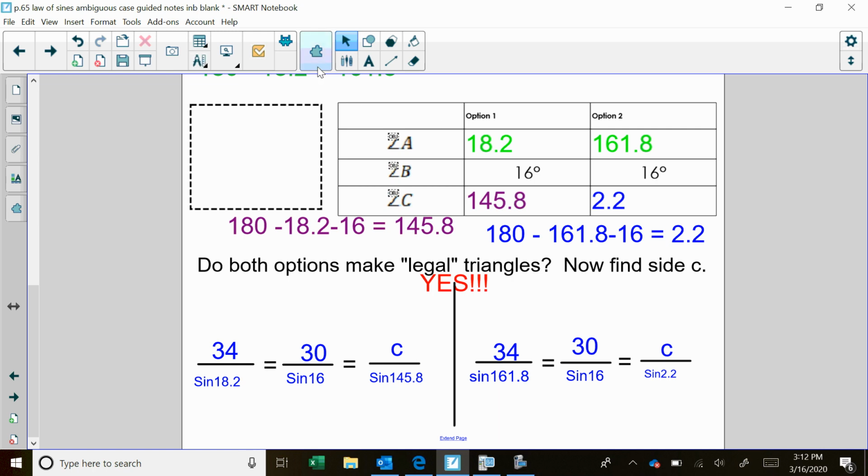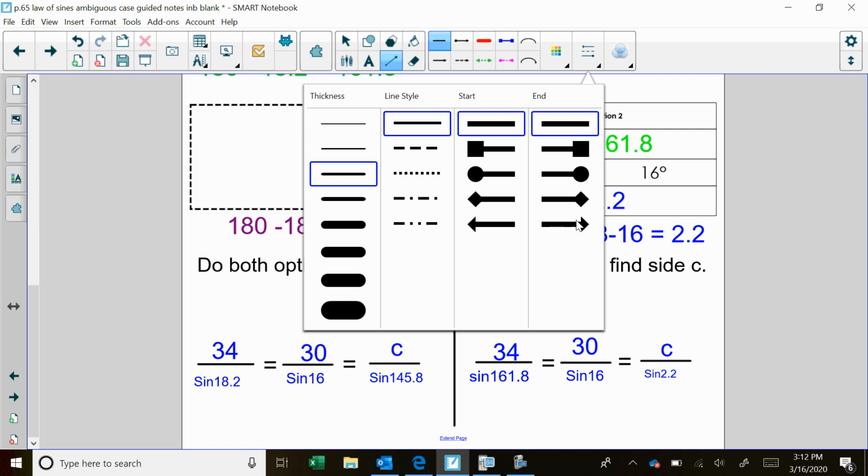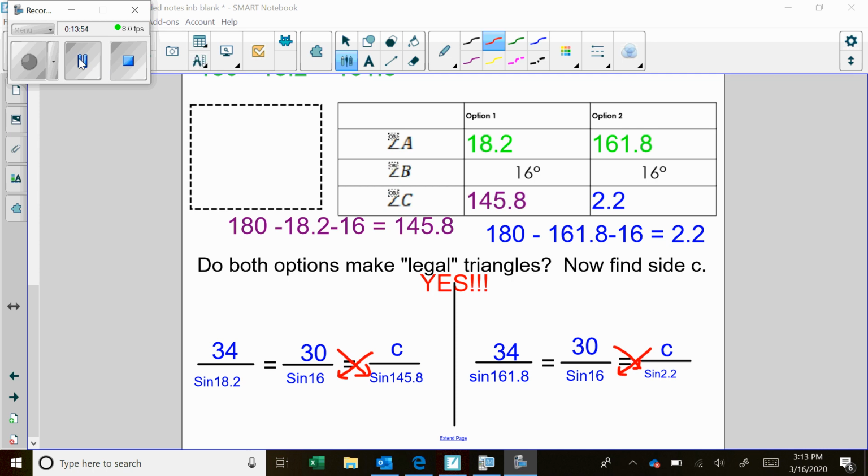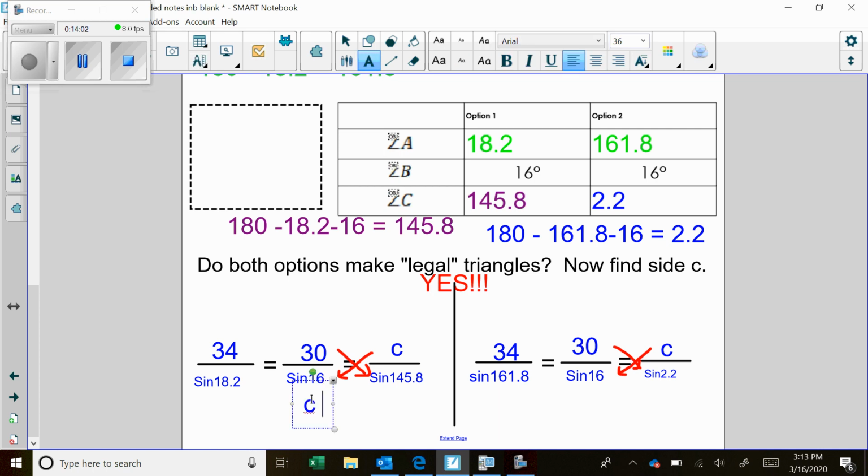And here you could use almost any combination that you wanted. We'll just use a pen, get some red going here. Since we want to find side C, you use the second and third fraction on each calculation. I'm going to calculate those real quick. Once you start multiplying that, I'll be ready. On the first option, little c is going to be 61.2.